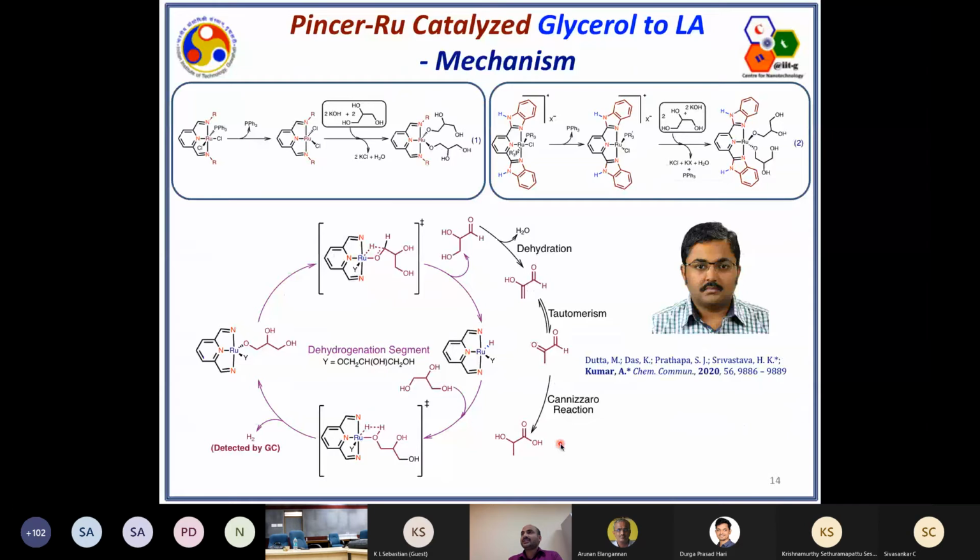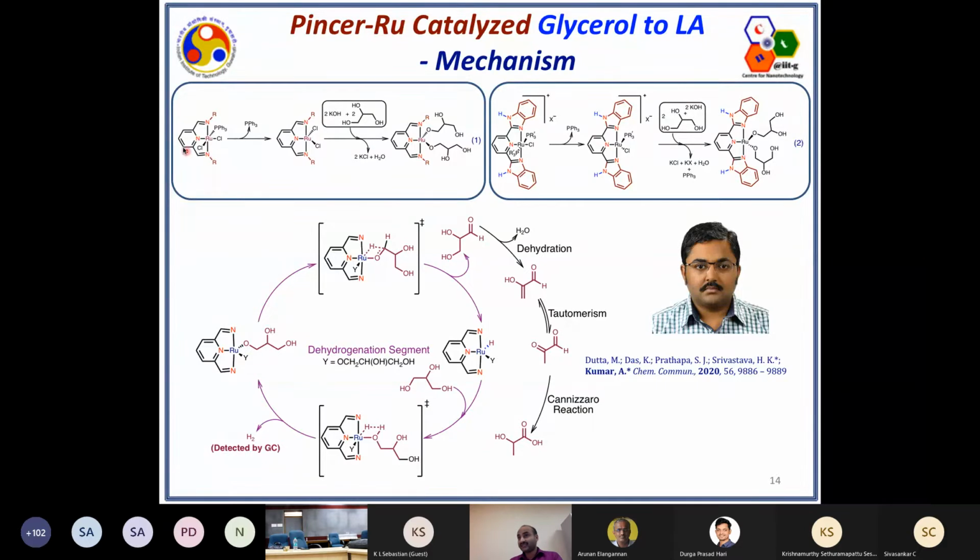Okay, now let us look into the mechanism. We do computational studies, and we used to get them validated by Dr. Hemant Kumar Srivastava, a dear friend of mine. I'm very sorry to say that he succumbed to COVID 2 months back. He was a very nice person, a thorough gentleman.